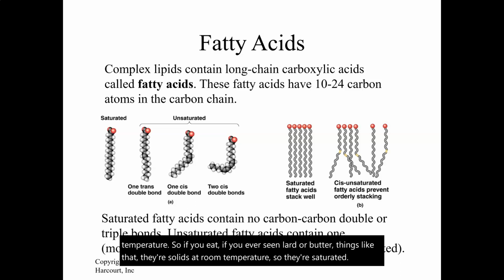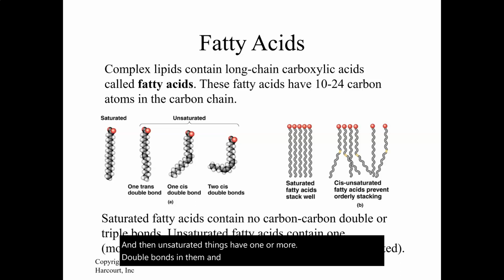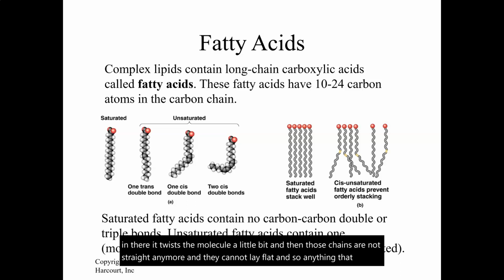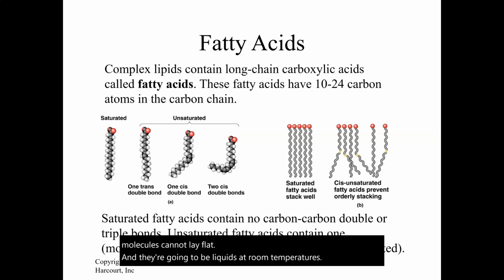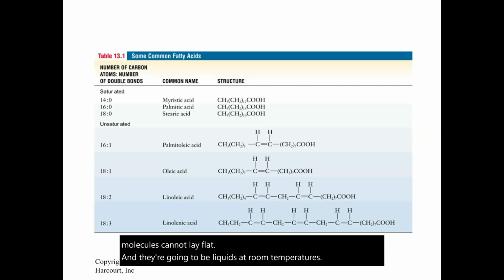And then unsaturated fatty acids have one or more double bonds in them. As soon as you put a double bond in there, it twists the molecule a little bit. Those chains are not straight anymore, and they cannot lay flat. And so anything that has unsaturated fatty acids in it will be an oil, because those molecules cannot lay flat, and they're going to be liquids at room temperature.